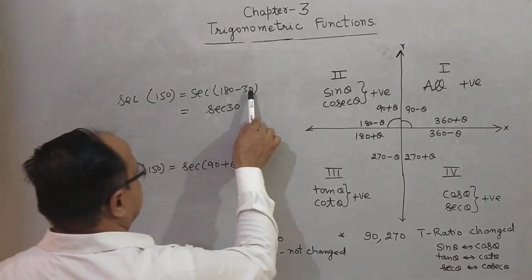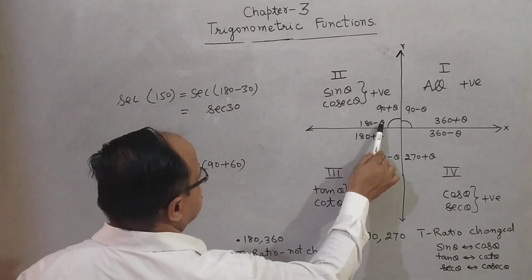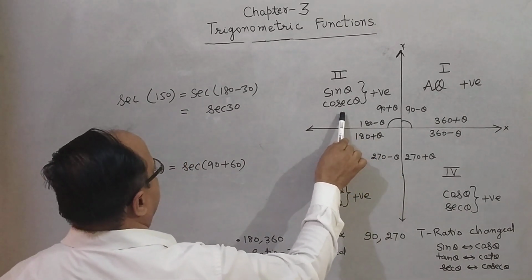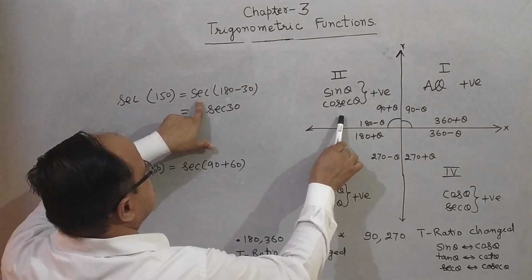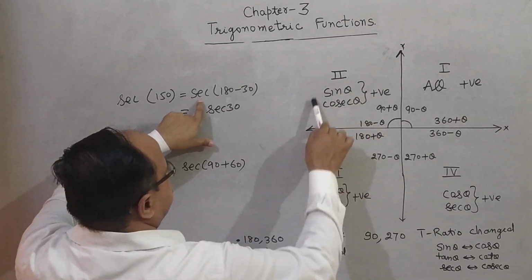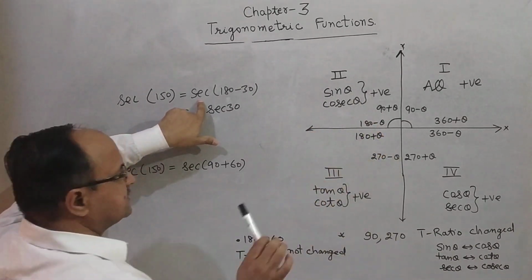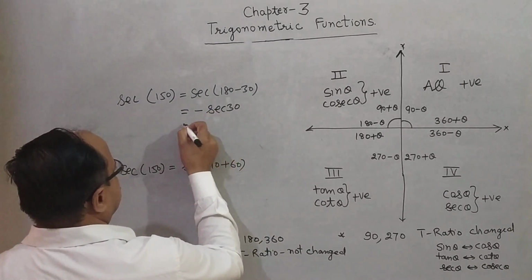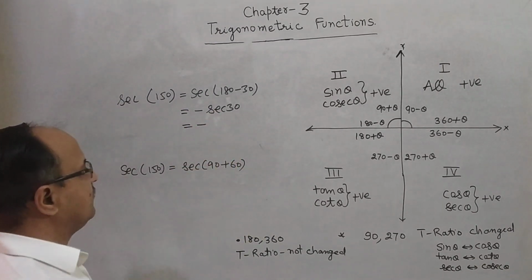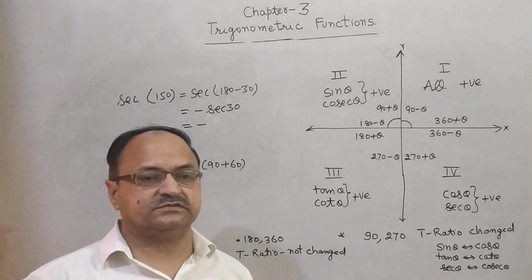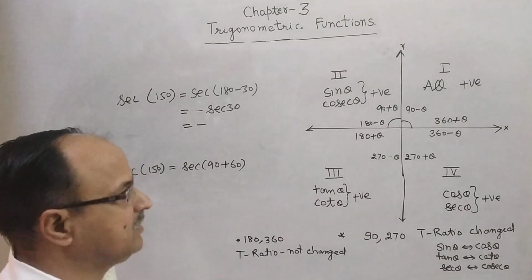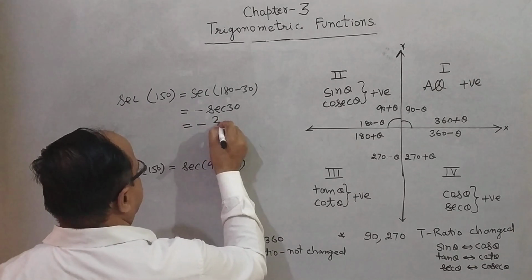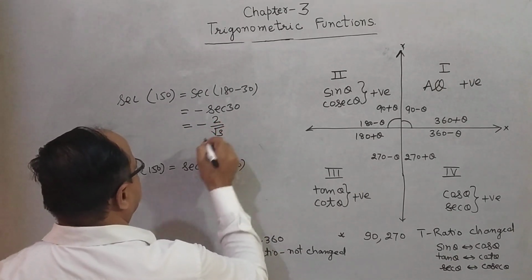You know that 180 minus theta lies in the second quadrant, and in the second quadrant sec is negative, because in this quadrant sin and cosec are positive and the other four T ratios are negative. Therefore sec is negative here. And what is the value of sec 30? Sec 30 is 2 by root 3.